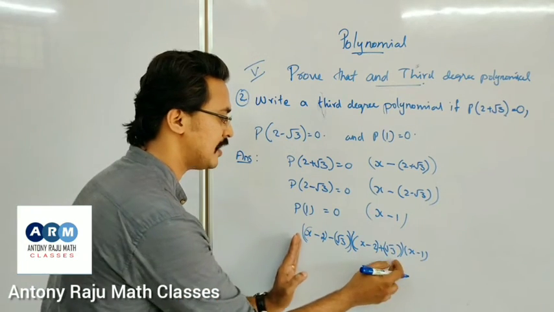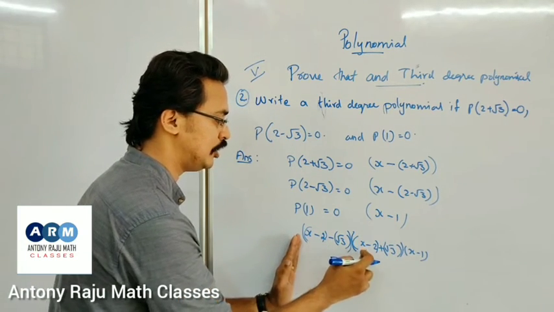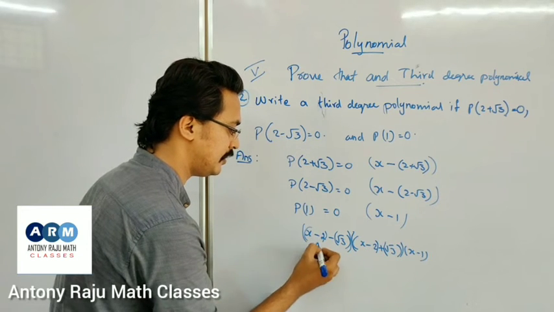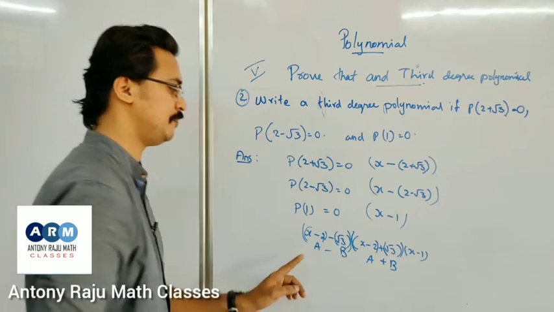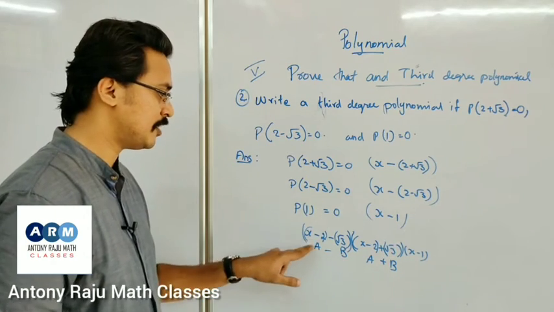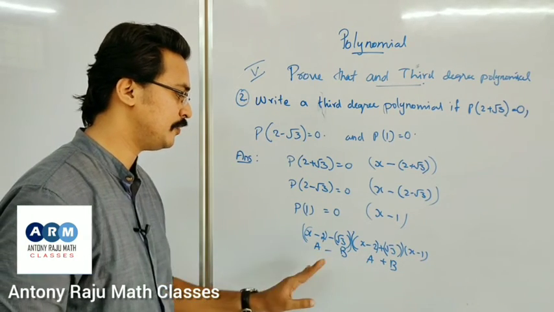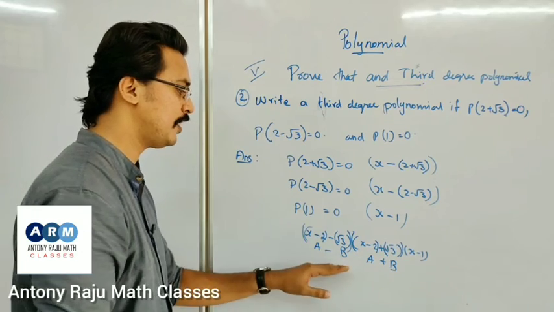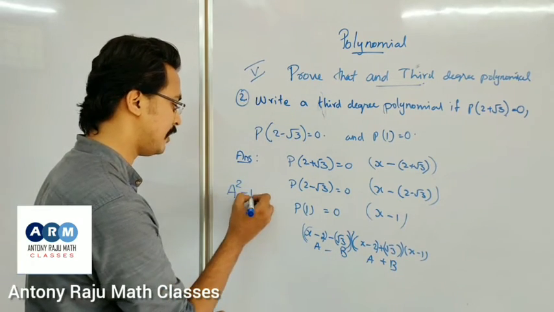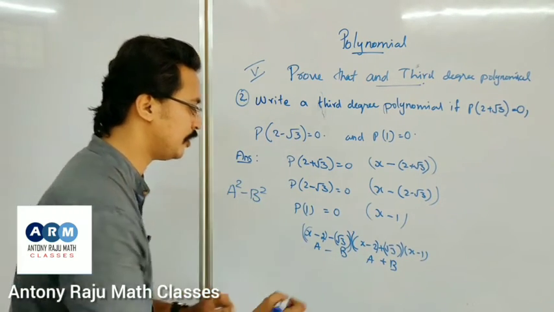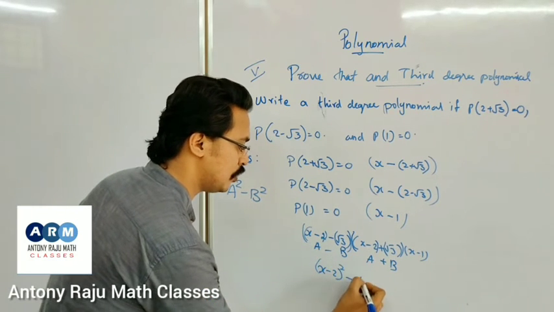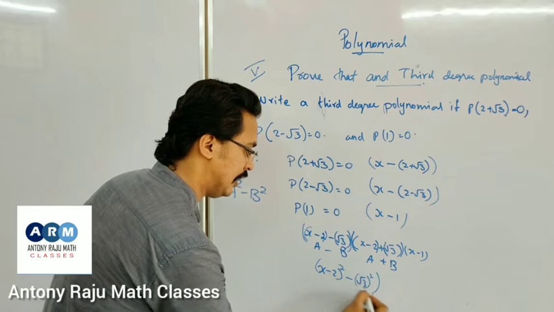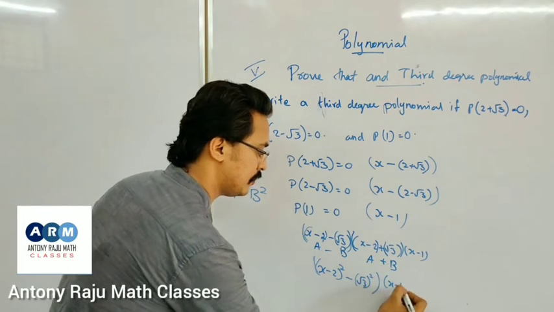So we can write these as a minus b into a plus b. Right? Here x minus 2 is a and root 3 is b, it will be a minus b into a plus b. So we can write it as a square minus b square. Right? So we can write (x minus 2) all square minus root 3 square into x minus 1.